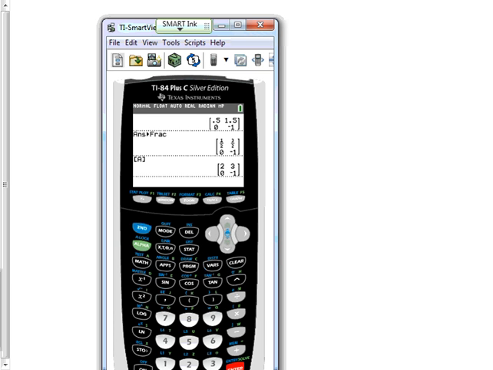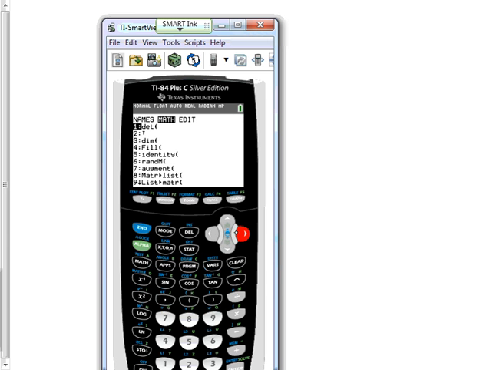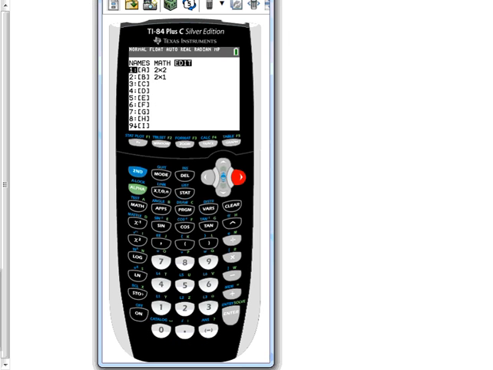Remember, you go to edit. Don't just keep hitting A over and over again. Go to edit and then select A. Again, that's under matrix, edit, and then hit enter when you're on A and you're editing A, and you can go in there and make it 2, 3, 0, 1.